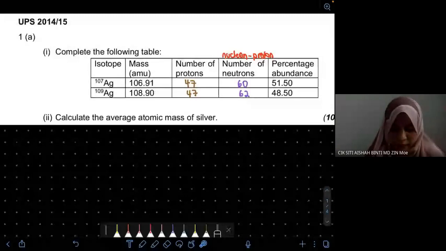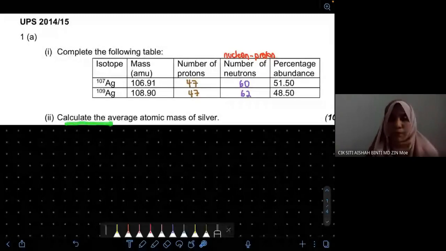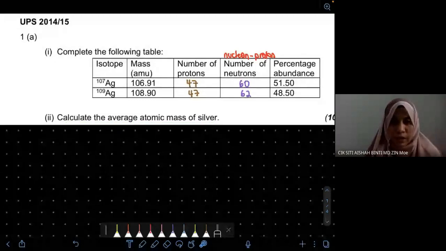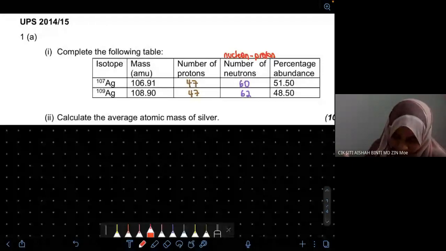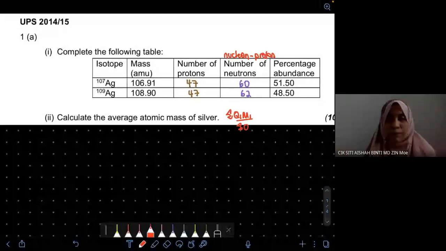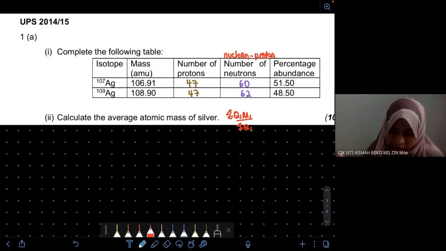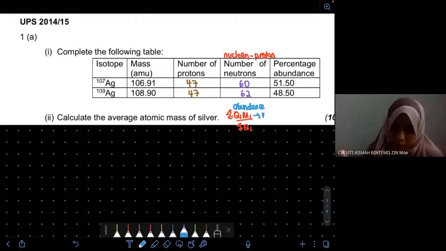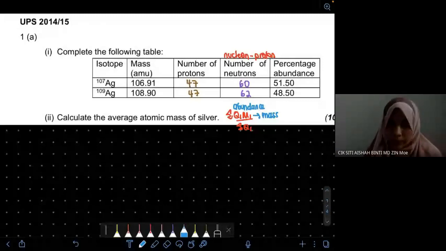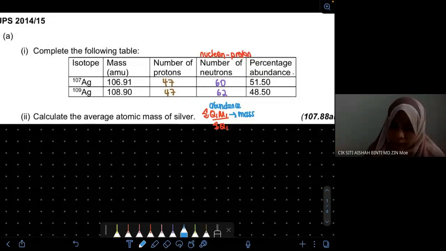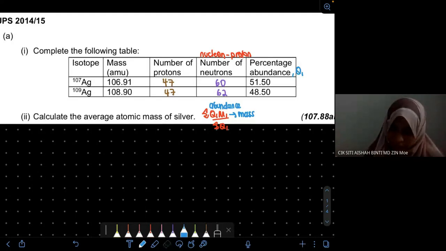Okay, so next, we're going to calculate the atomic mass of silver. How to calculate the average atomic mass of silver? If you still remember, it's sum of Kimi over sum of Ki. Ki stands for abundance, so here is our abundance, Q. And Mi is our mass. In this case, our percentage abundance is Q, and this is M.